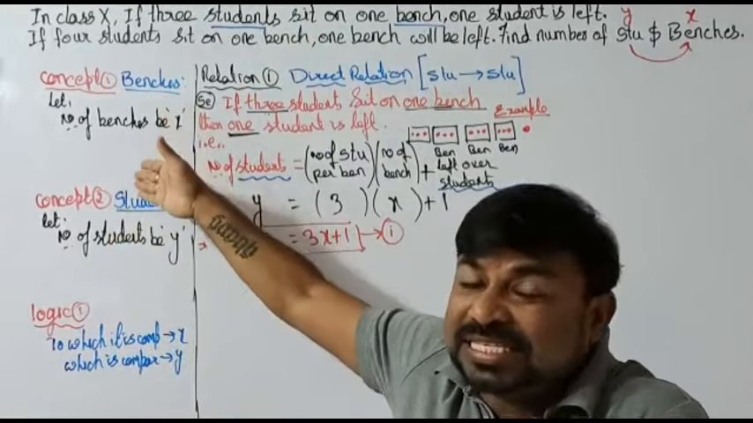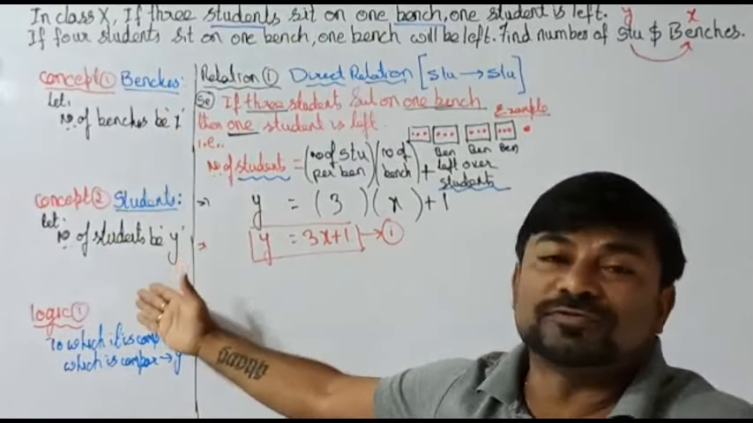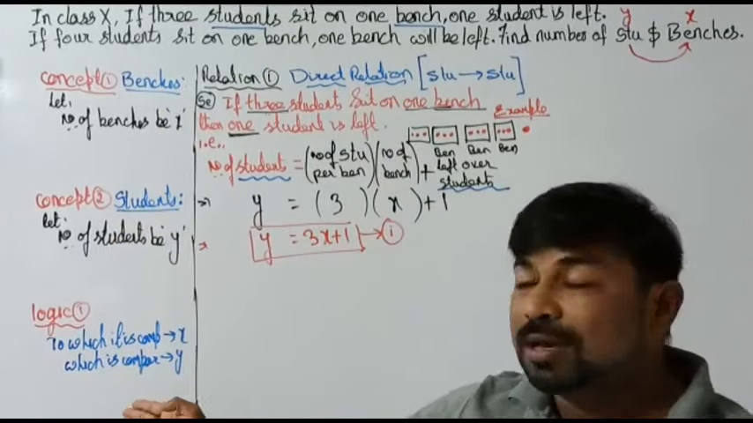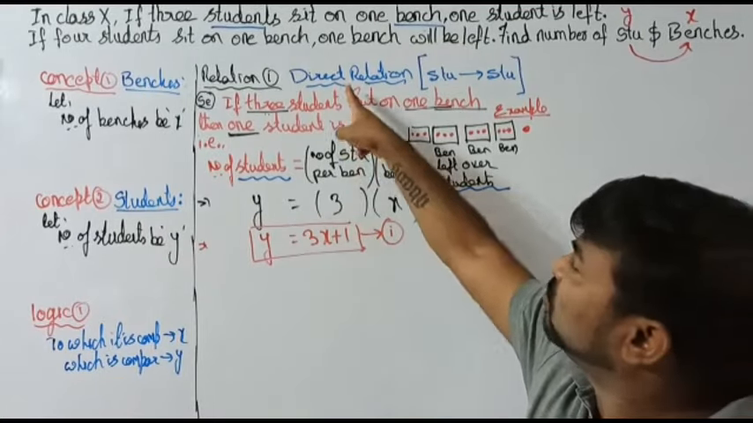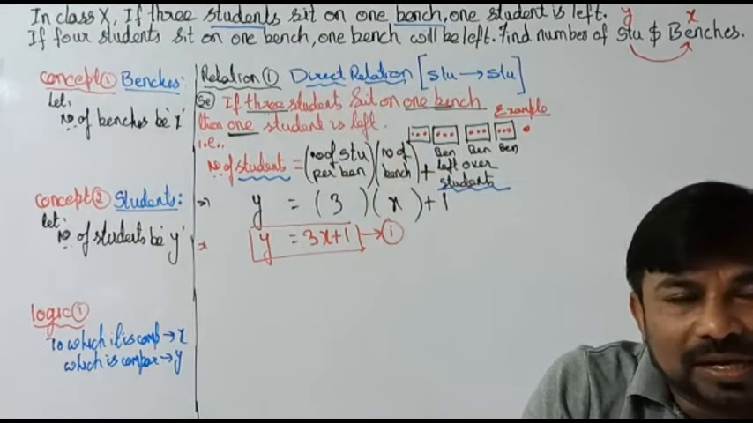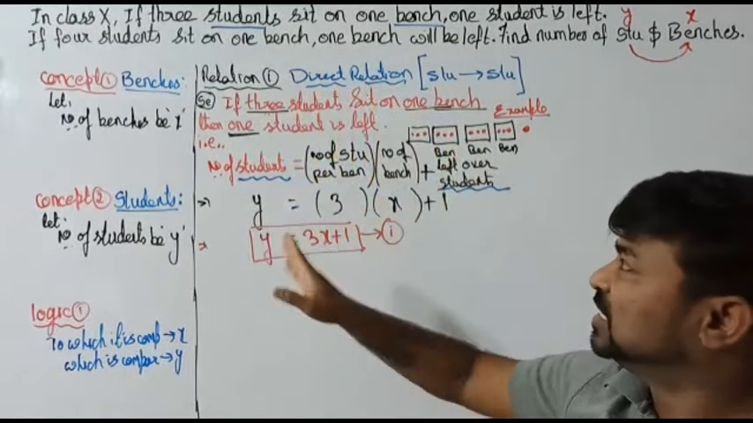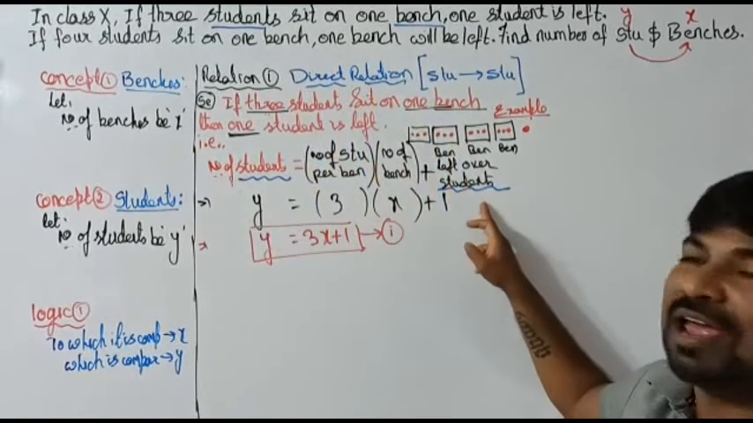I like to take benches as X and number of students as Y. Why? Because I said, basing upon the logic. Now I have taken the direct relation. Why am I taking the first relation as direct? Because he is giving the relation between students and the leftover.